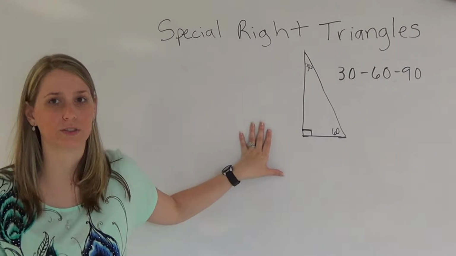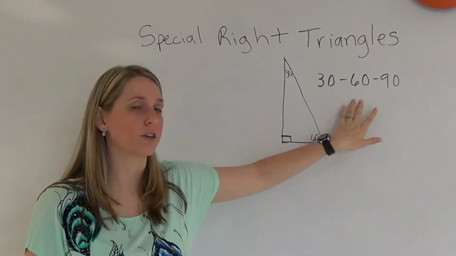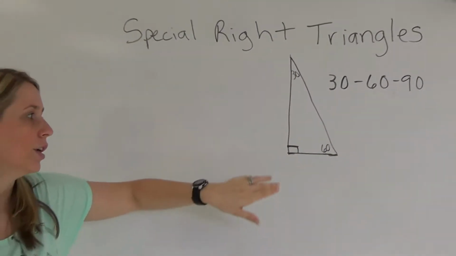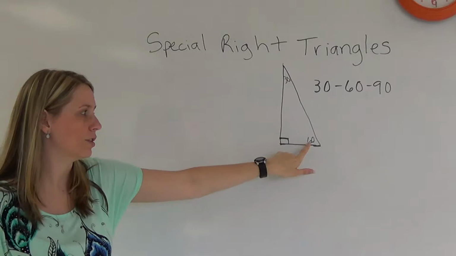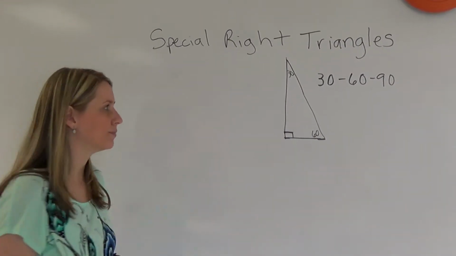We're going to learn a little bit more about special right triangles today. We discussed the 45, 45, 90 already, and we're going to talk about a 30, 60, 90 triangle today. Of course, a 30, 60, 90 right triangle is a triangle that has a 30-degree angle, a 60-degree angle, and a 90-degree angle. Okay? You have three different things.